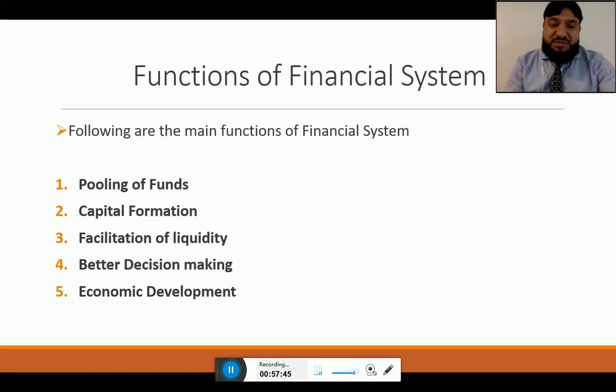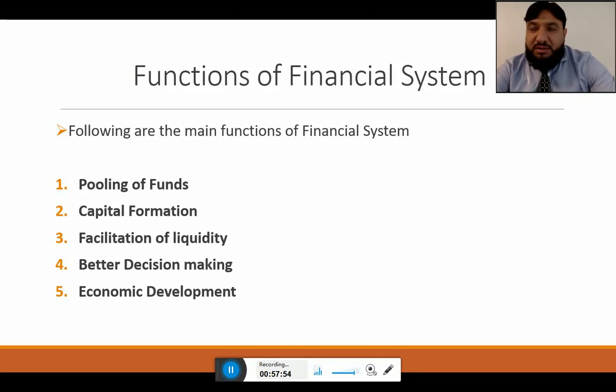Number 4 is better decision making. With the financial system, the investors and the borrowers can make better decisions. It means the borrowers can find money at lower rates, and similarly the investors can invest their money at higher rates. So there are always better decisions made by the lenders and borrowers of money with the help of the financial system.